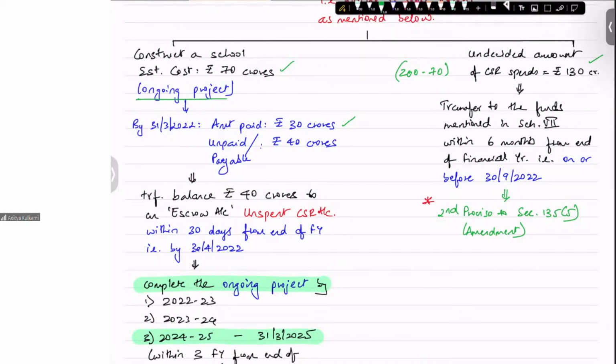Another example of an escrow account: a company declares dividend. The dividend is approved by the shareholders. The moment a dividend is declared and approved, it becomes a liability. And within 7 days, you have to transfer the amount of dividend to a separate dividend bank account. That dividend bank account is an escrow account. The outflow from that dividend account will happen only to the shareholders on account of dividend, nothing else.